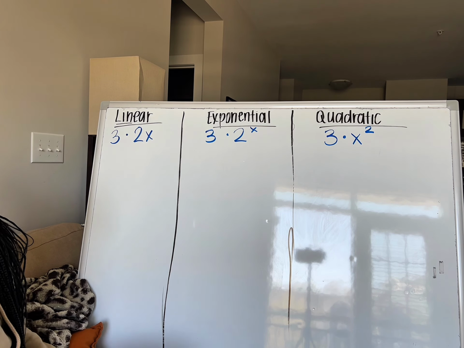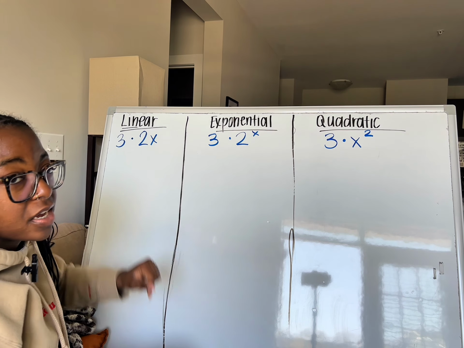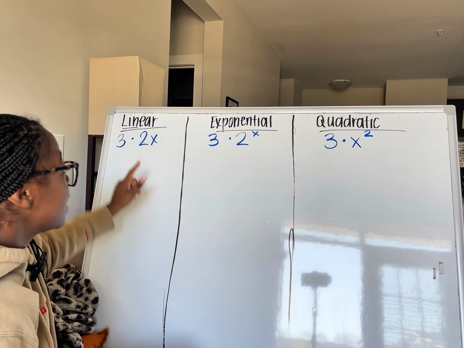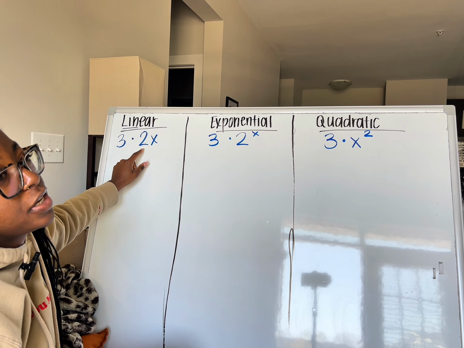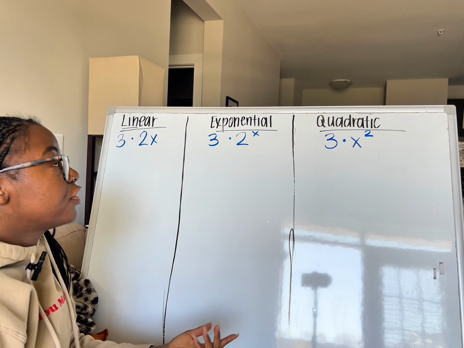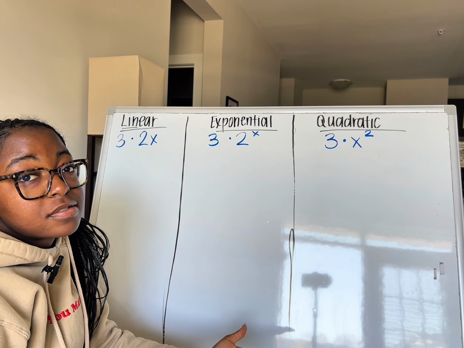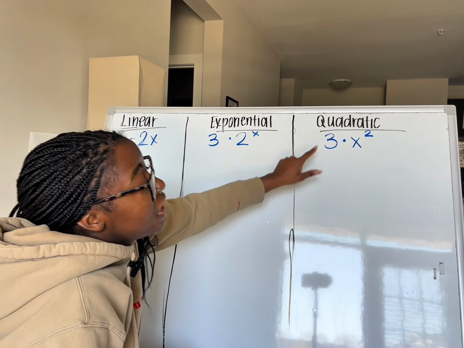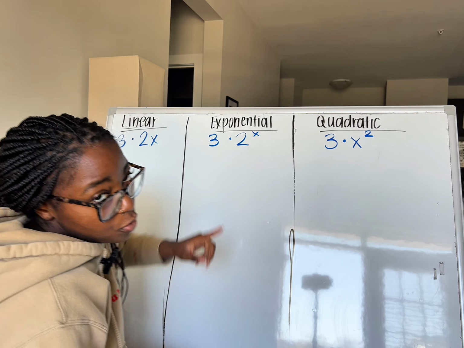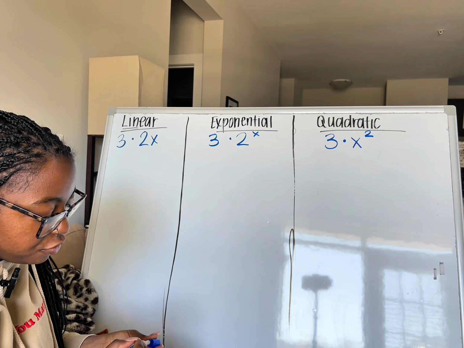So here are our 3 equations. 3 times 2x. That's linear. That's what we're really used to and really good at. Exponential, 3 times 2 to the power of x. Now quadratic is 3 times x squared. So there are key differences if you look at them.